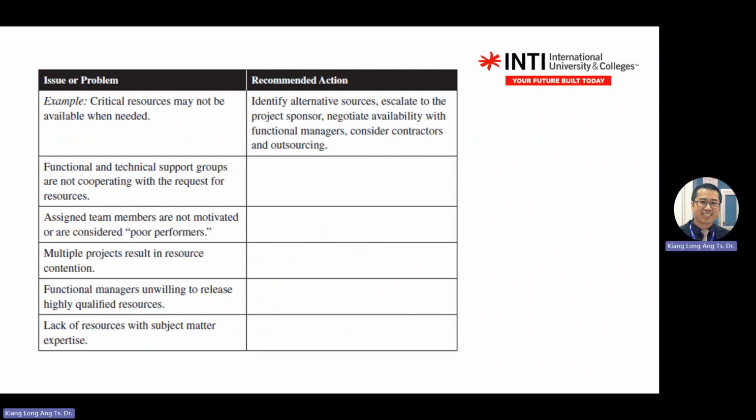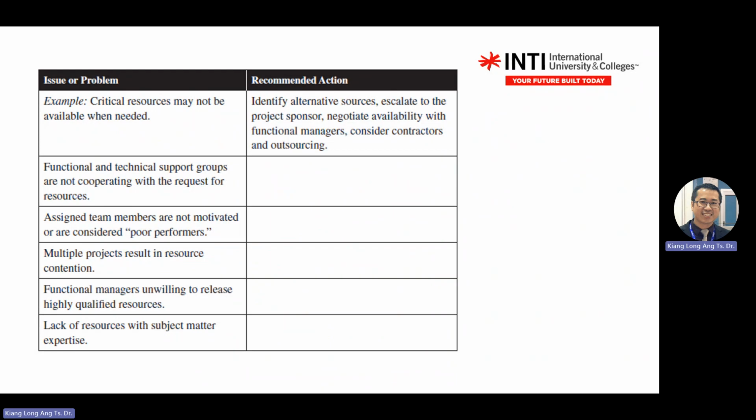Escalate to sponsor means you review the problems, the challenges that you face, and ask for permission, maybe for funding or further resources. Negotiate. You need to negotiate with functional managers. So this is also part of the role for the PM. Consider outsourcing or doing a contract. So these are all the things here.